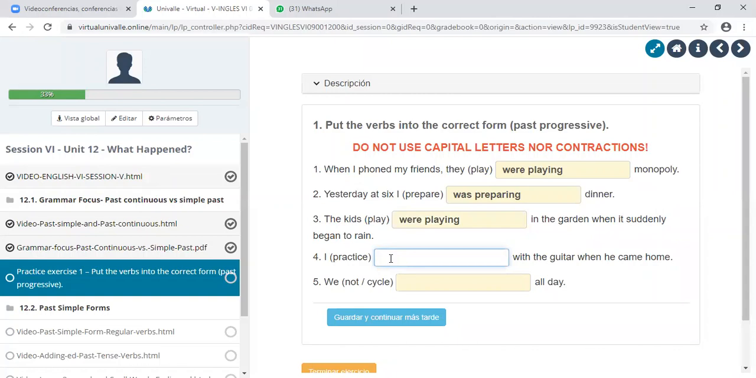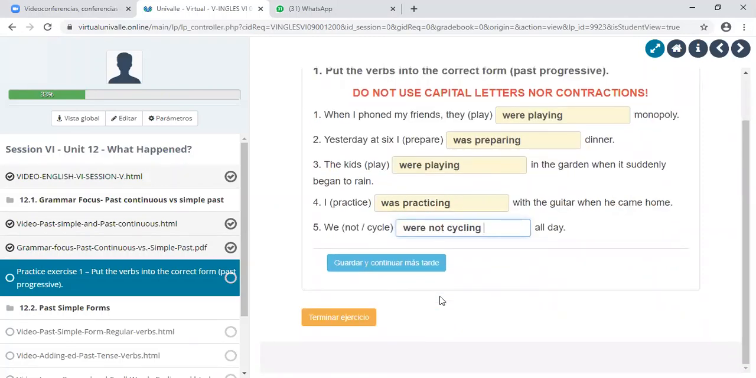Number 4. I was practicing. I was practicing with the guitar when he came home. Number 5. We were not cycling. We were not cycling. Okay. Now we are going to save and submit our answers.